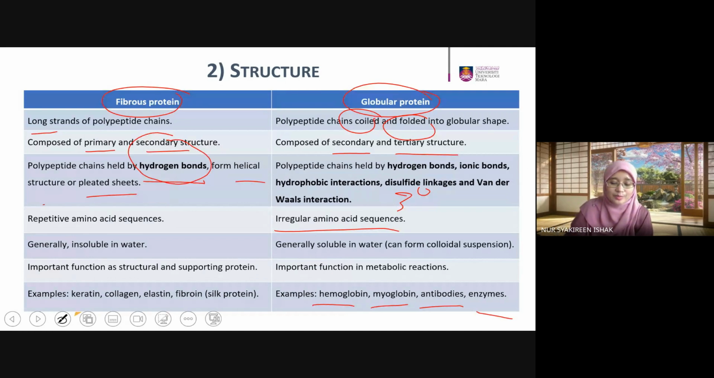And as for the fibrous proteins, they are fibrous. The property of fibrous proteins is that they cannot dissolve in water. Okay, cannot dissolve. So they are long strands of polypeptide chain composed of primary and secondary structures.